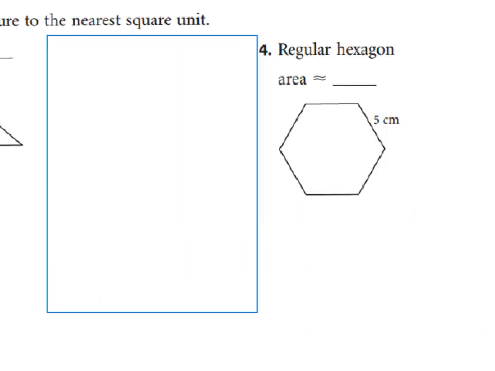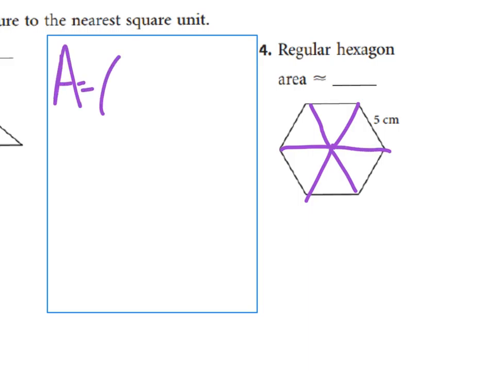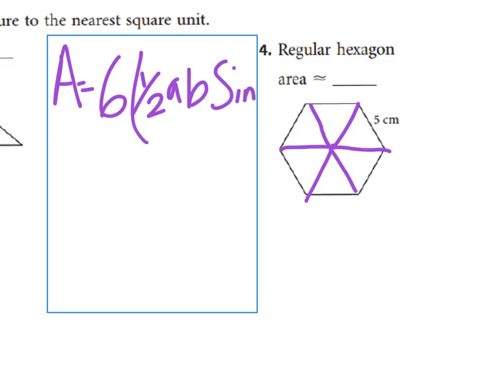We will use the SAS area conjecture 6 times to find the area of the regular hexagon. Well, not really. We will multiply 1/2 SAS, or multiply 1/2 the side lengths times the sine of the angle in between times 6.